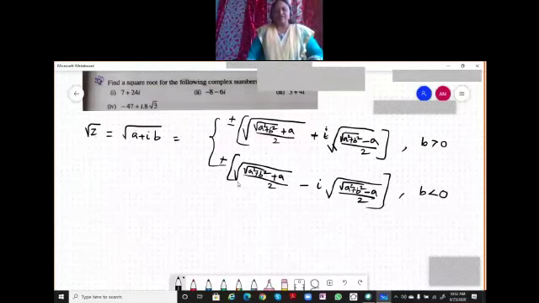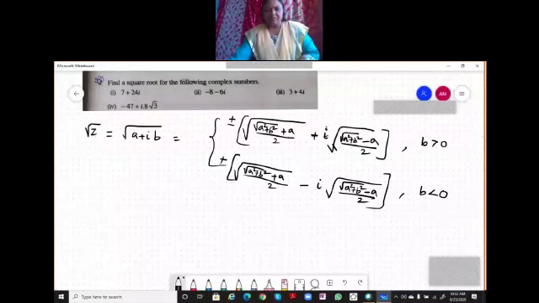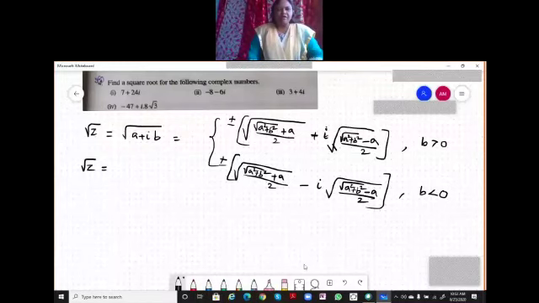Okay, so let me solve one problem: finding the square root of 3 plus 4i. So root z, what we have to find here? We have to find the square root of 3 plus 4i. What is a here? A is equal to 3. What is b here? B is equal to 4.